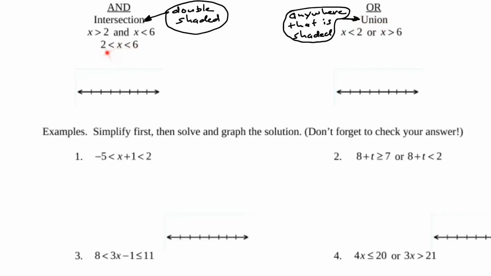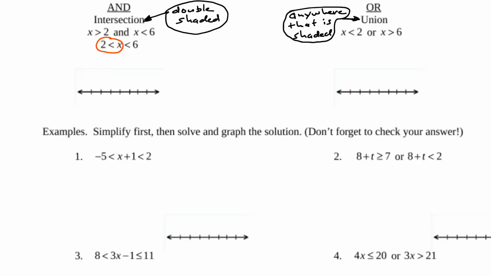Let's look carefully at this statement right here. It says 2 is less than x is less than 6. We'll talk about what this means later on, but what I want you to realize is that this is really two inequalities. The first inequality would be this one on the left. That one says 2 is less than x.